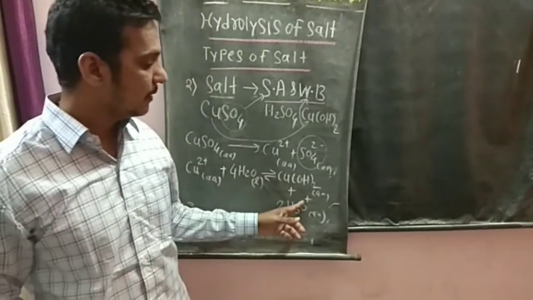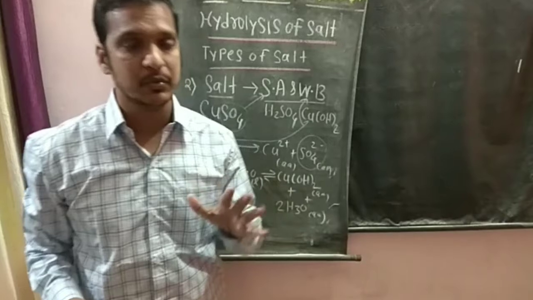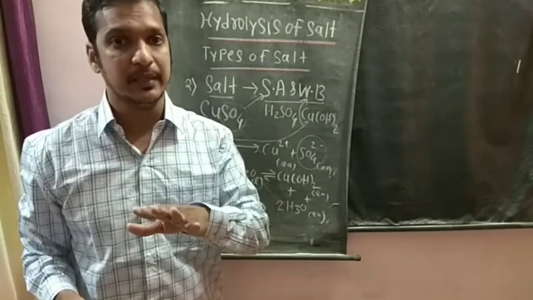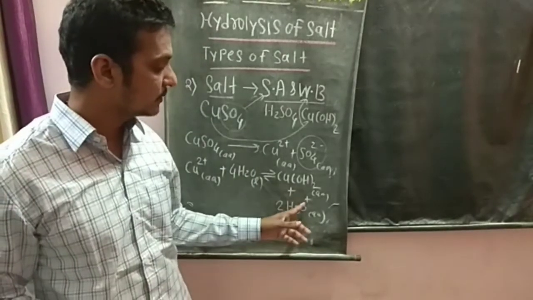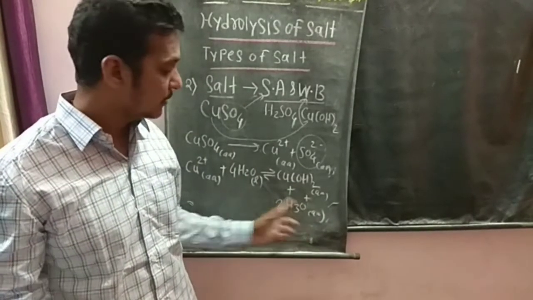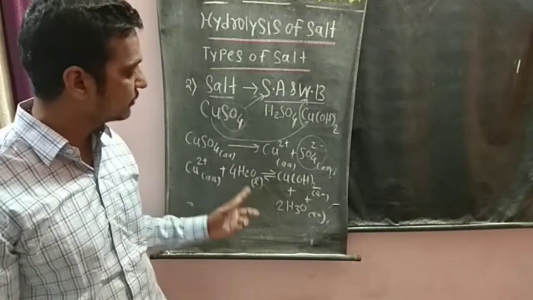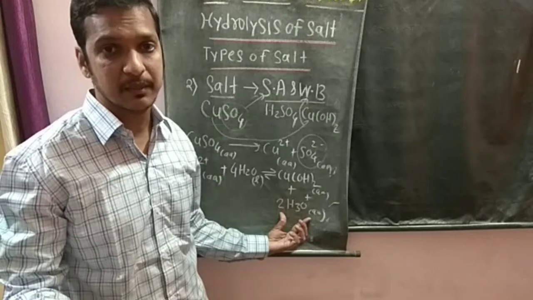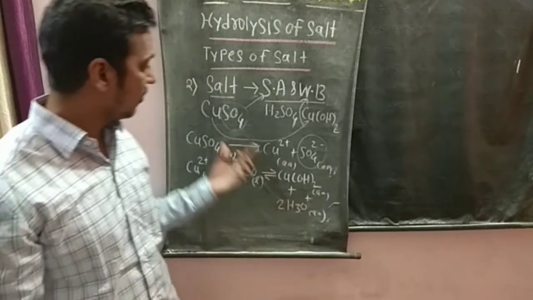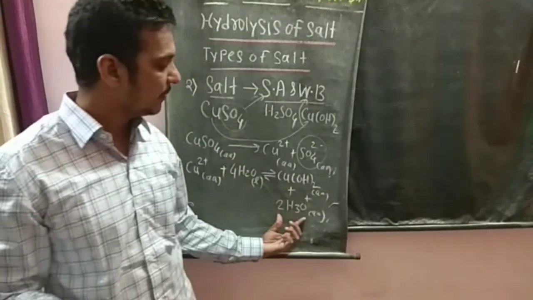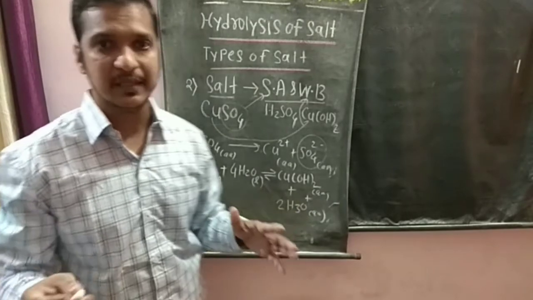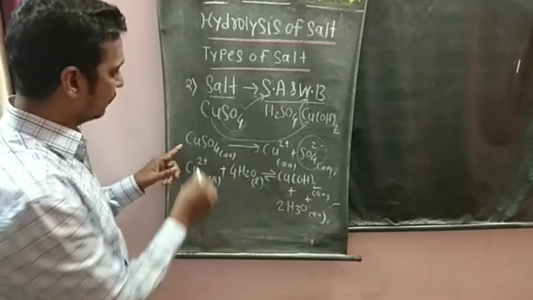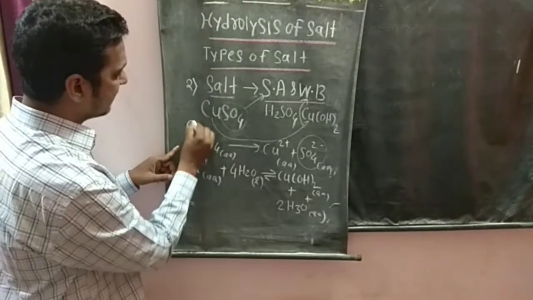H3O+ is the acidic one, as we already discussed. In the last lecture, the species which carries positive charge in most cases is acidic, and the species which carries negative sign is a base. So plus means acid, minus means base. The copper sulfate solution contains excess H3O+, so we can say that the copper sulfate solution is acidic.